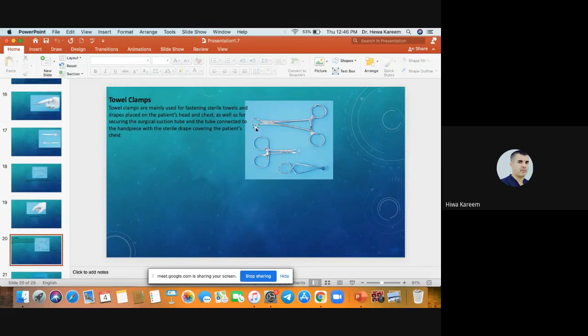This is towel clips. These towel clips are used during general surgery for grasping the sucker or grasping the towel. Towel clips are mainly used for fastening sterile towel and drapes placed on the patient head and chest during general surgery, as well as securing the surgical suction tube and tube connected to the handpiece with a sterile drape covering the patient chest.